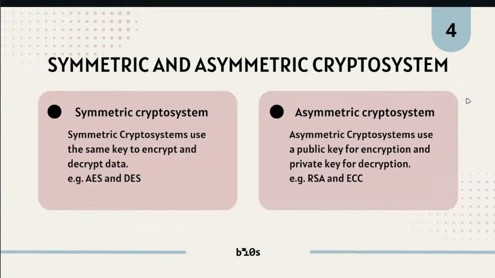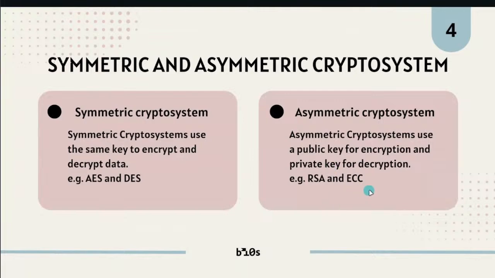Symmetric crypto systems use the same key to both encrypt and decrypt the data. Asymmetric crypto systems have a public key and a private key, one for encryption and one for decryption. Symmetric crypto systems are like AES and DES, and asymmetric ones are RSA and ECC. RSA is the one we'll be studying. And ECC is the current one; if you go into your browser, you'll most likely see ECC implemented.